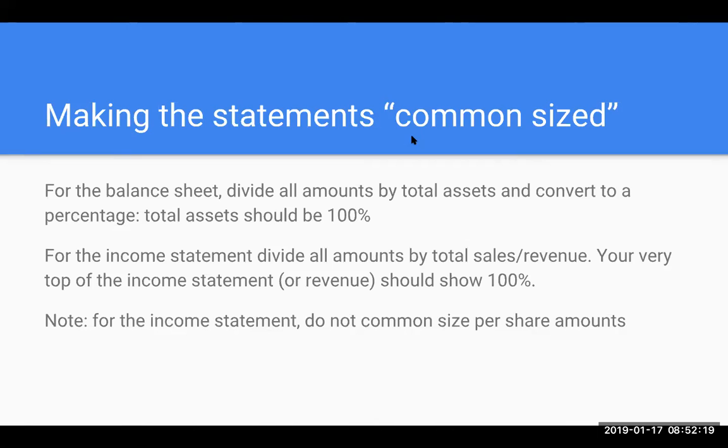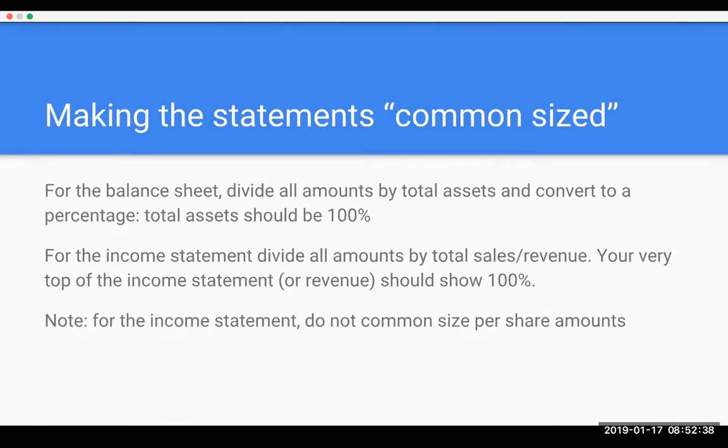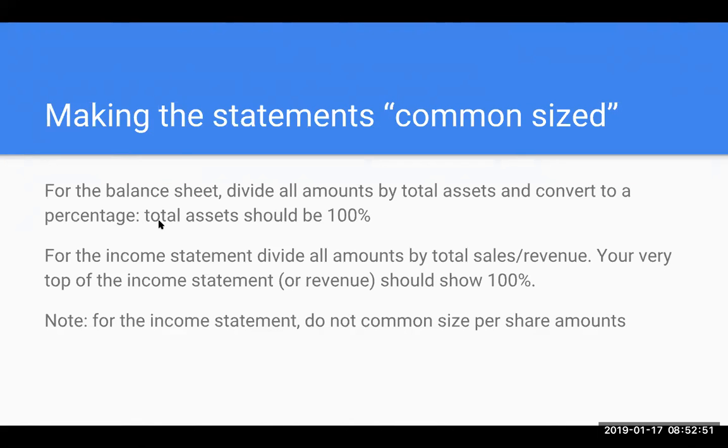Now that we have our financial statements in Microsoft Excel and I've uploaded them to a Google Sheet, we're going to go through and make the financial statements what we call common sized. I've never done this for a statement of cash flows. I really only do it for the income statement and the balance sheet. If someone wants to email me why I should do it for cash flow, I would love to hear from you. But you really are only going to do it on the income statement and on the balance sheet.